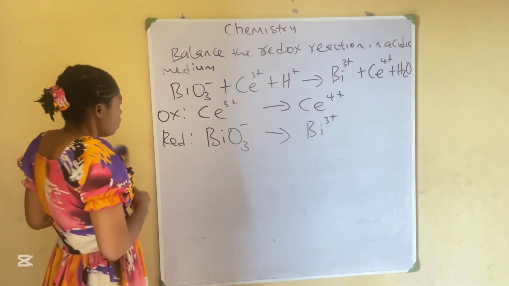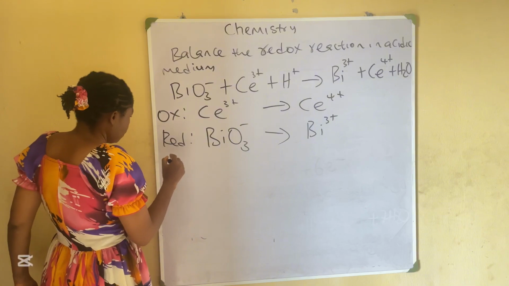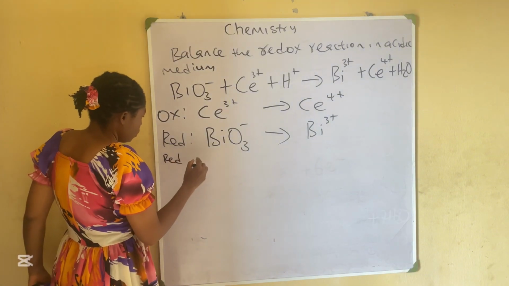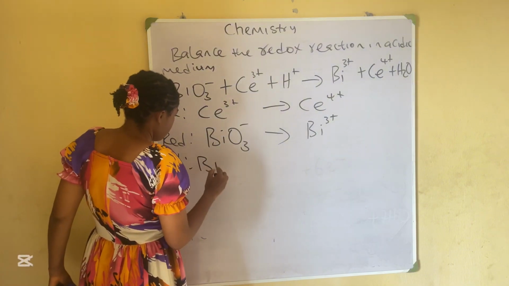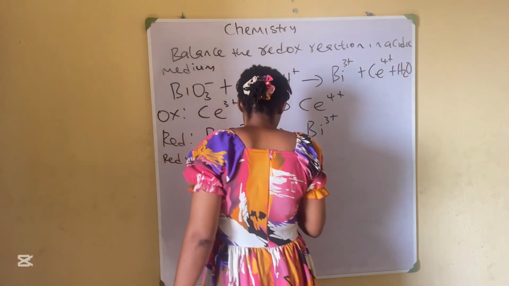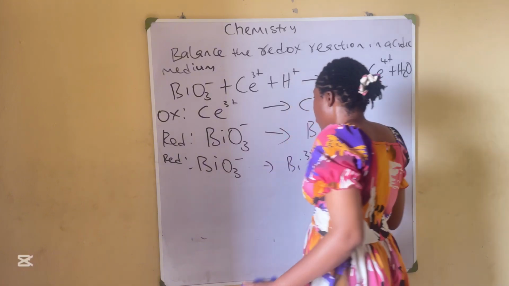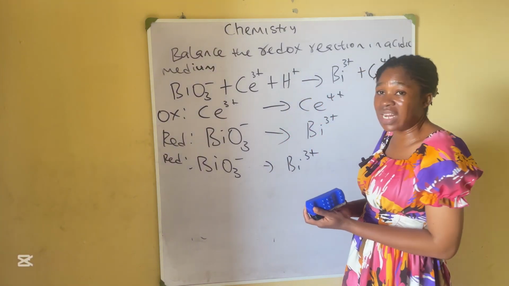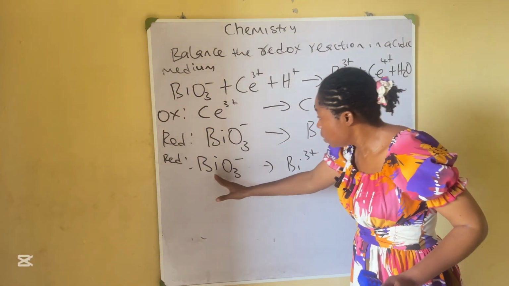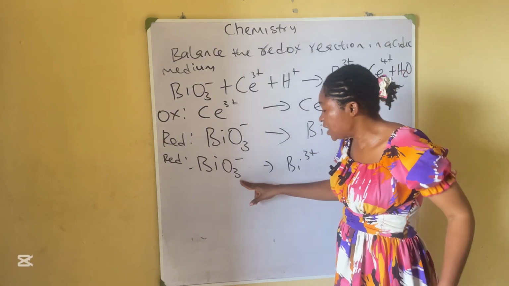Okay, let's start with the reduction. You can start with any of them. Look at this. Rule number 1 says balance all atoms other than oxygen. So bismuth is already balanced. I have 1 atom here, I also have 1 here. So oxygen is not balanced.